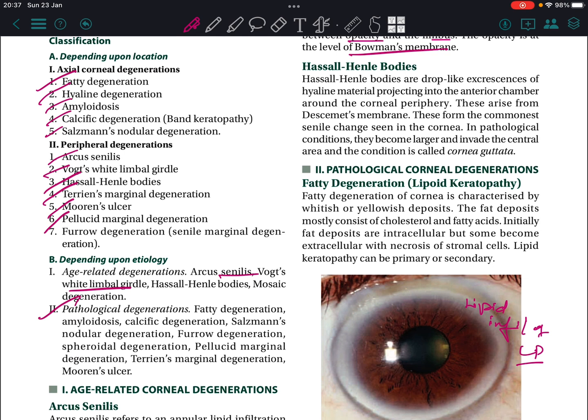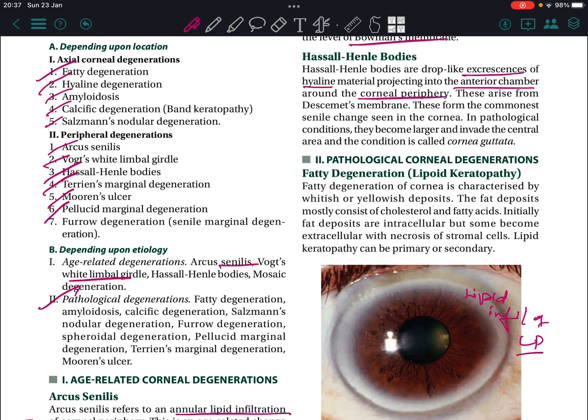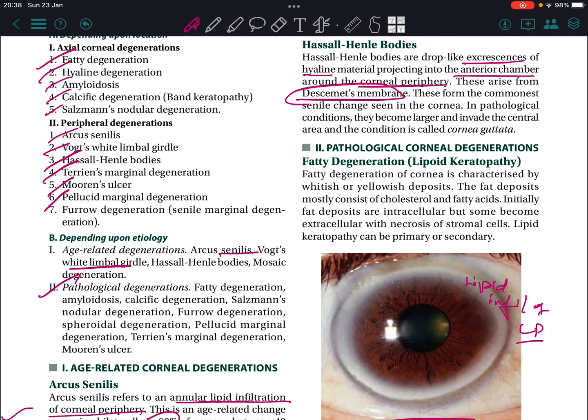Hassall-Henle bodies are drop-like excrescences of hyaline material projecting into the anterior chamber around the corneal periphery. These arise from Descemet's membrane. These form the commonest senile change in the cornea. They are drop-like excrescences of hyaline material projecting into the anterior chamber at the corneal periphery.